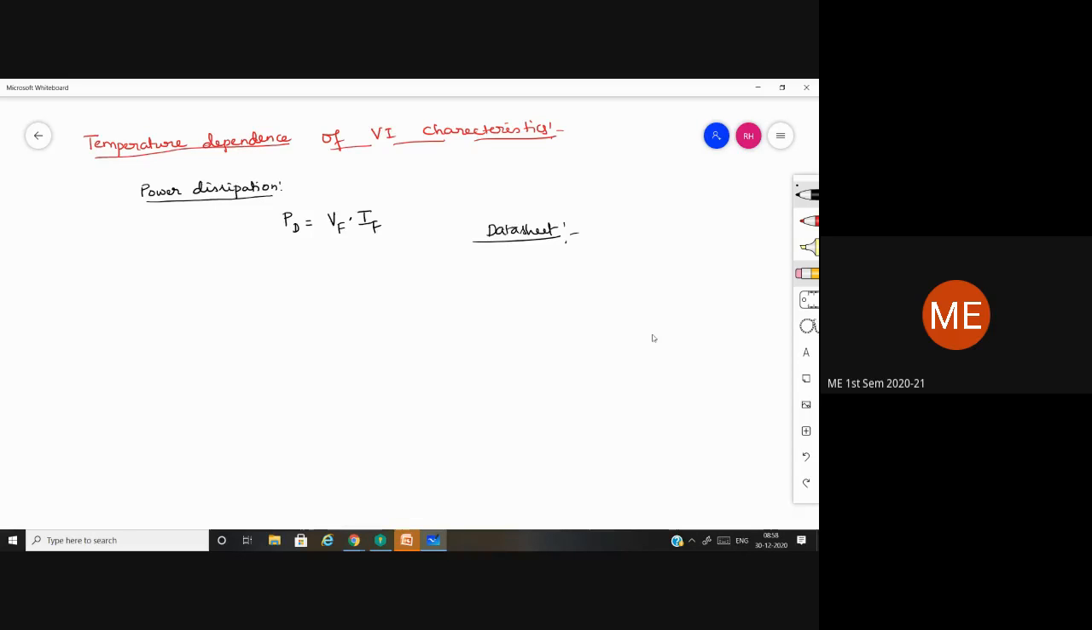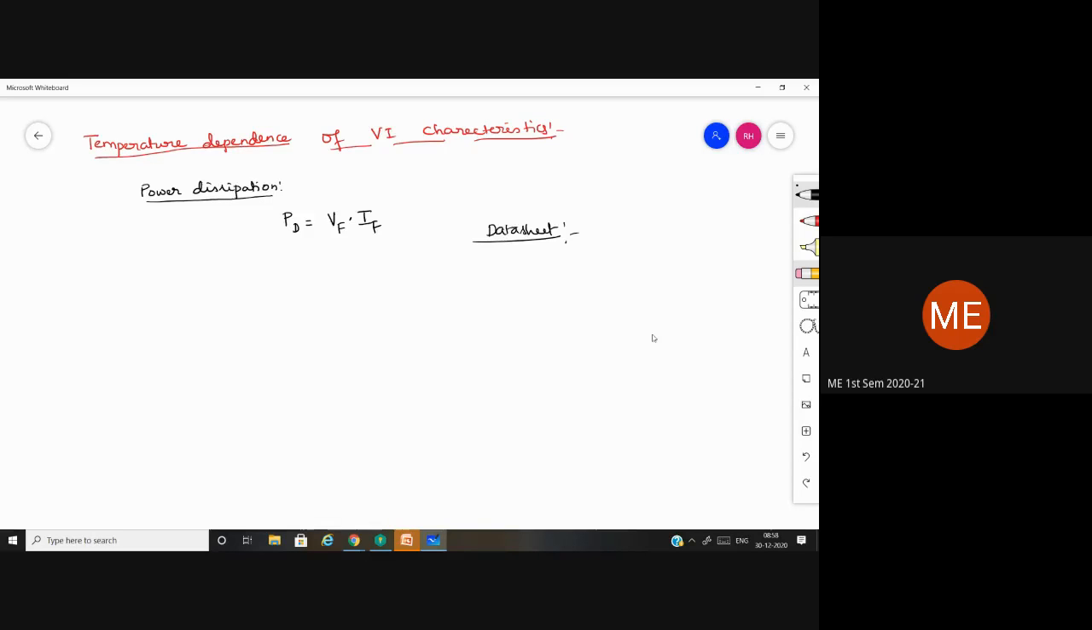In that data sheet, suppose the power of the given diode exceeds some known threshold. What happens during that time is that the heat dissipation will be more.